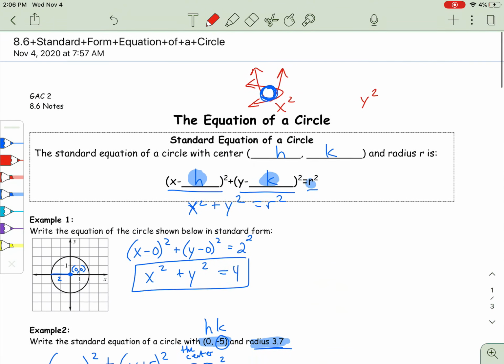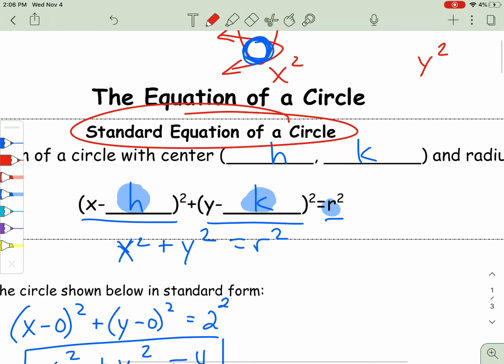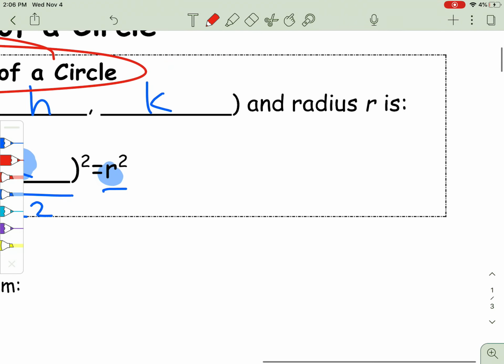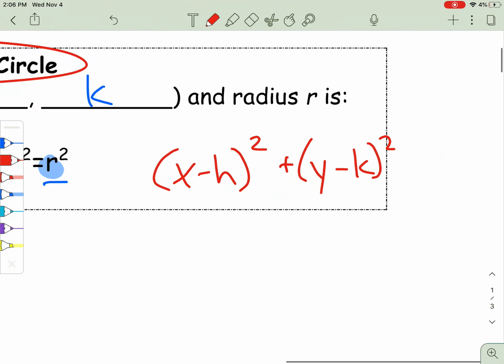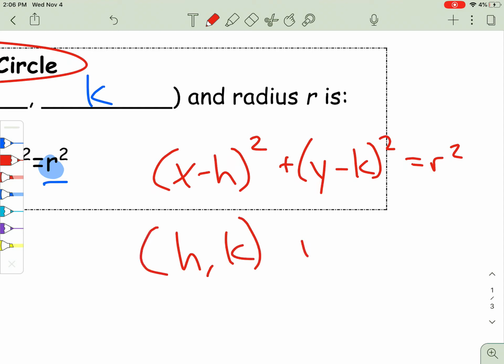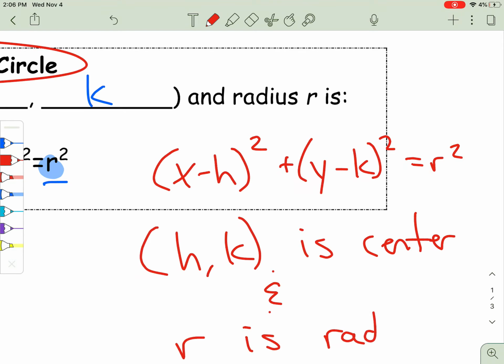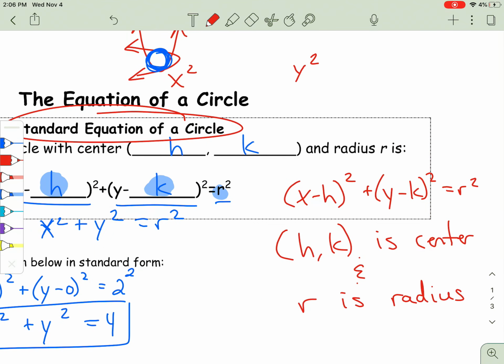But again, today's lesson is all just about writing the equation of a circle. And it's right here one more time. It is x minus h, quantity squared, plus y minus k, quantity squared, equals r squared, where h and k is the center, and r is radius.